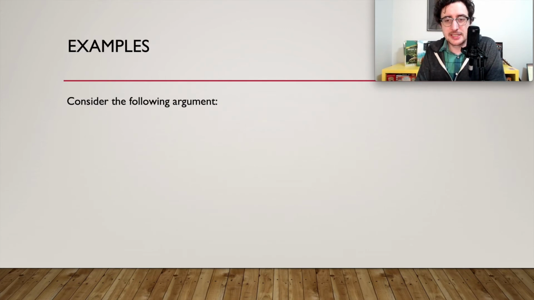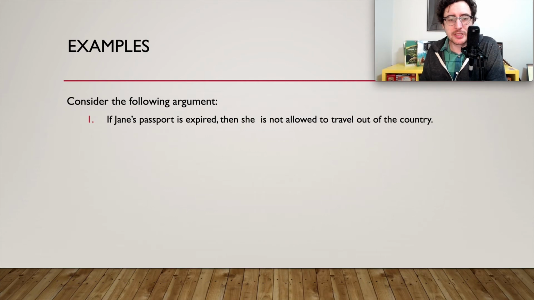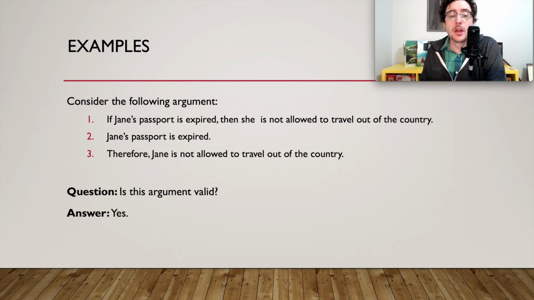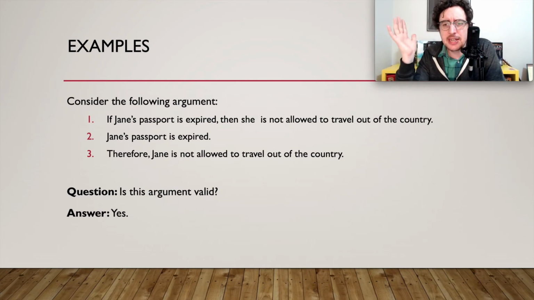All right, so let's consider some examples. Consider the following argument. If Jane's passport is expired, then she's not allowed to travel out of the country. Jane's passport is expired, therefore Jane is not allowed to travel out of the country. Is this argument valid? The answer is yes. Now notice, you don't know who Jane is. I mean, is her passport expired? I don't know. She's just someone I made up.